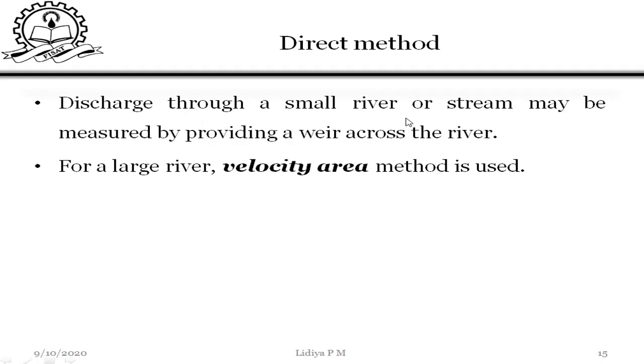Discharge through a small river or a stream may be measured by providing a weir across the river. In the previous semester you have studied how to measure using a weir. Next, for larger rivers we use the velocity area method.